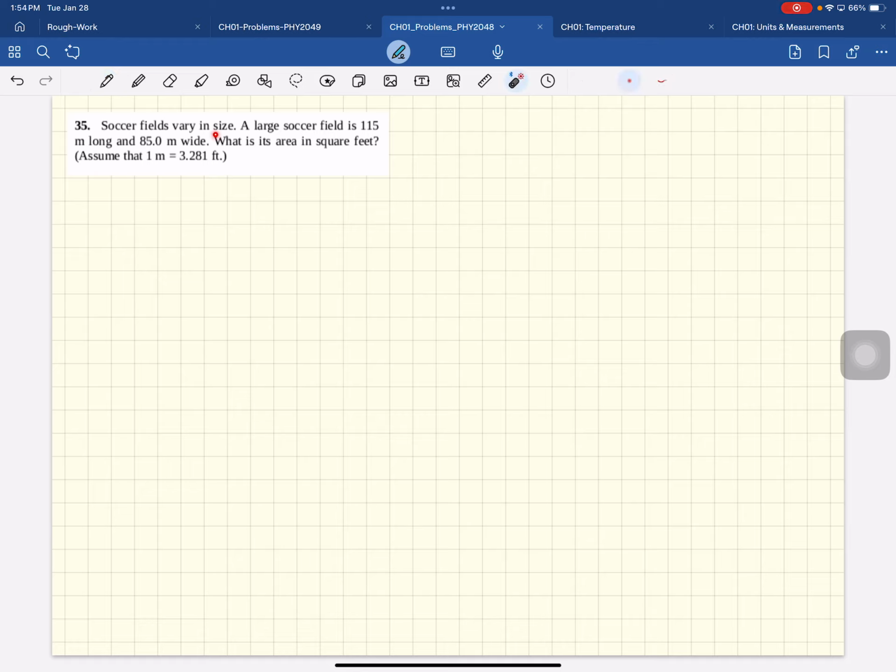So soccer fields vary in size. A large soccer field is 115 meters long and 85 meters wide. What is the area in square feet? Okay. So area is 115 meters times 85 meters. And we've got to convert meters to feet. Okay.